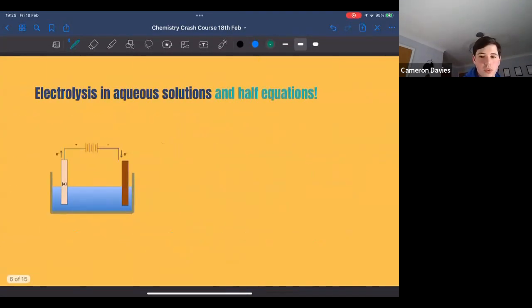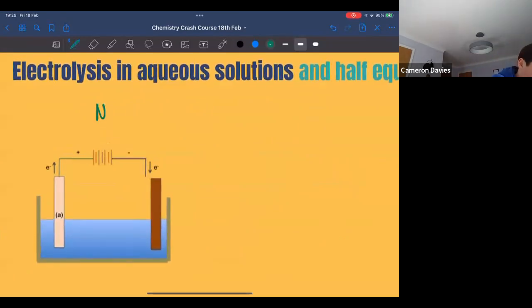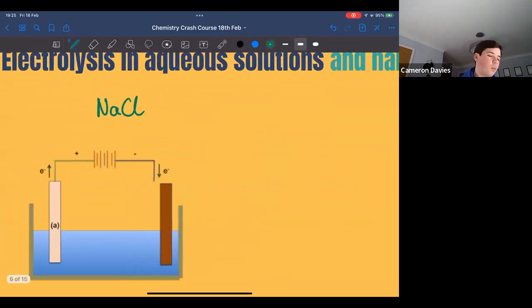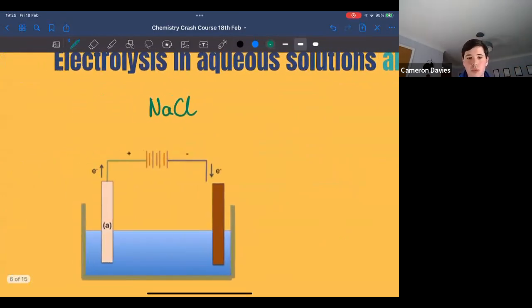Okay, so now we're going to look at electrolysis in aqueous solutions. I'm going to do this relatively quickly because we're going to look at NaCl again, but it's just a bit more complicated than the last one. Aqueous is to do with something that's been dissolved in water. So when we're dealing with aqueous solutions, we're also going to have water.